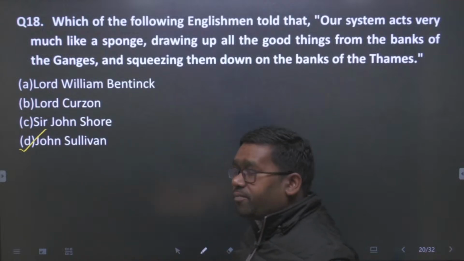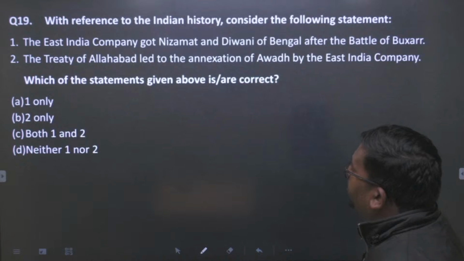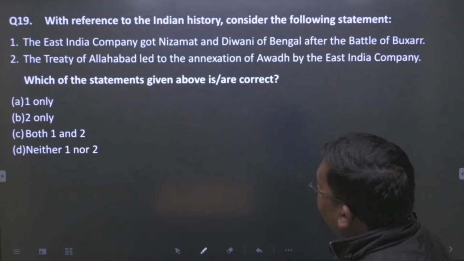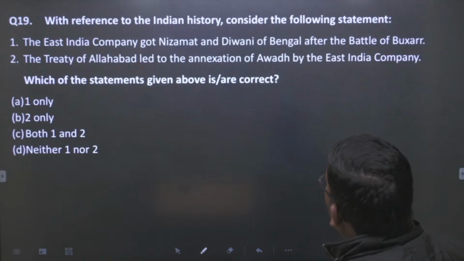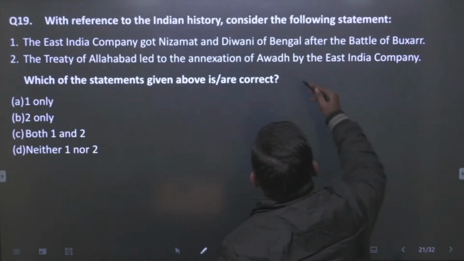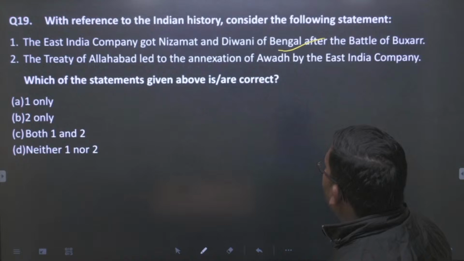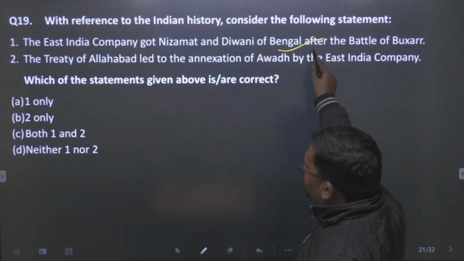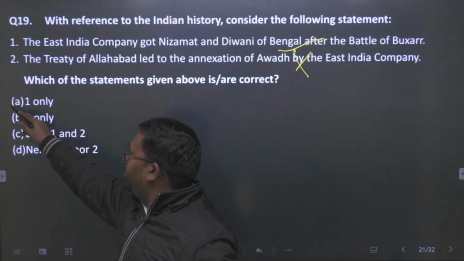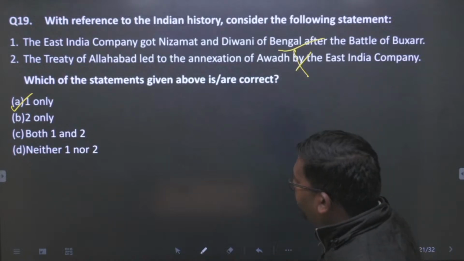All right, students, let us discuss the other one. Question 19. With reference to Indian history, consider the following statements. The East India Company got Nizamat and Diwani of Bengal after the Battle of Buxar. Yes, this is true. The Treaty of Allahabad led to the annexation of Awadh by the East India Company. This is false. So which of the statements are true? Only one will be the true statement.